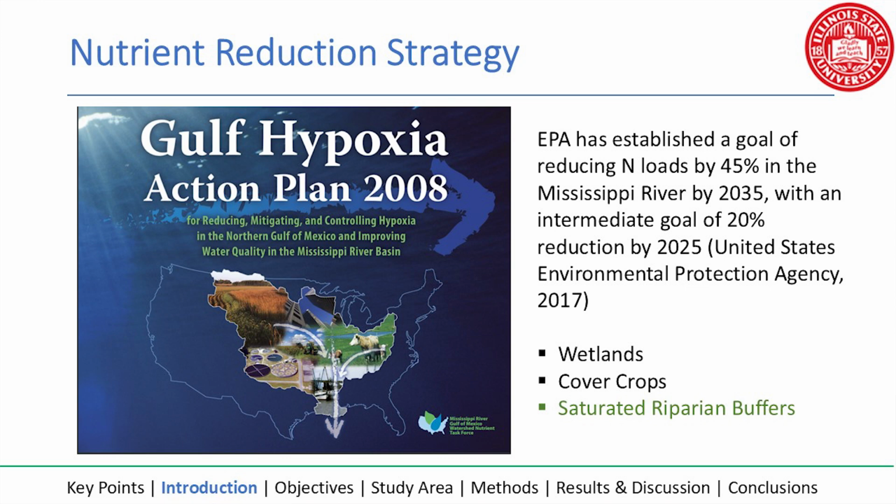the nutrient reduction strategy and the Gulf Hypoxia action plan of 2018. And as part of that, we have the goals of reducing nutrient loads, specifically in this case nitrogen, by 45% by 2035, with an intermediate goal of 20% by 2025. And so some of the ways that have been suggested as means to reach this goal are wetlands, cover crops, and saturated riparian buffer zones. And so that's the focus that we've been working with.